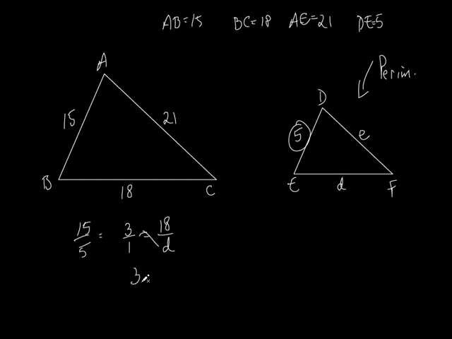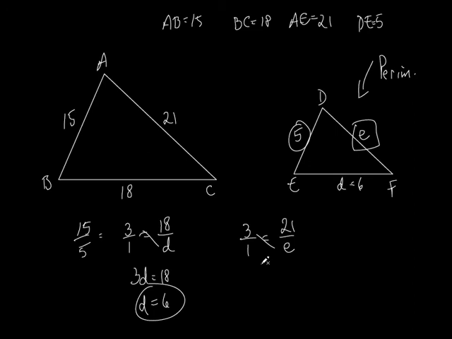Cross multiply. 3d equals 18. Divide by 3. And guess what d is? It's 6, just like we said it was. It only takes you a couple seconds to do that. So that's what d is. It's 6. Let's do e. Use that same scale factor. The scale factor is 3 to 1. And we set it equal to what? If we solve for e, what do we use? 21. That's right. So if I go 3 to 1, I got to go 21 over e. Cross multiply. 3e equals 21. Divide by 3. e is 7.